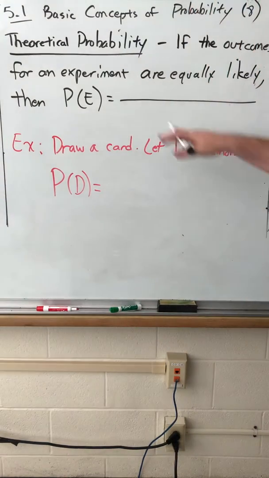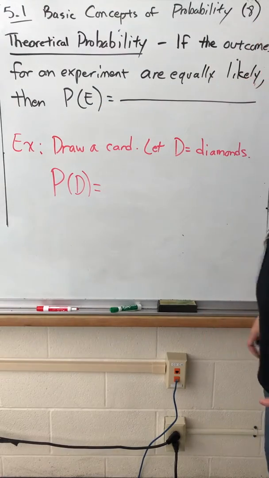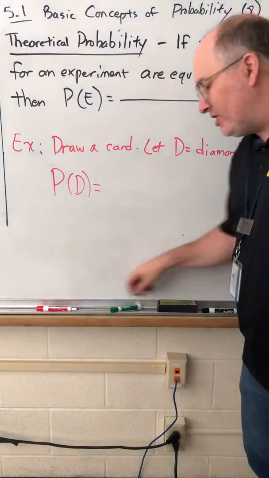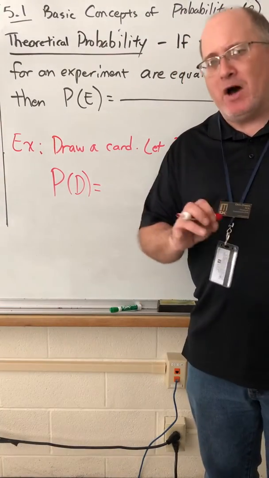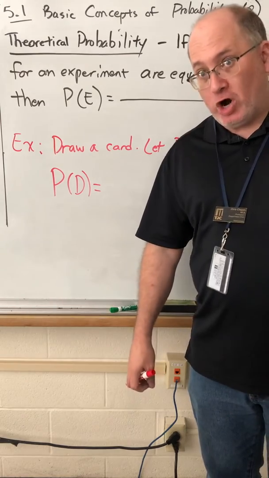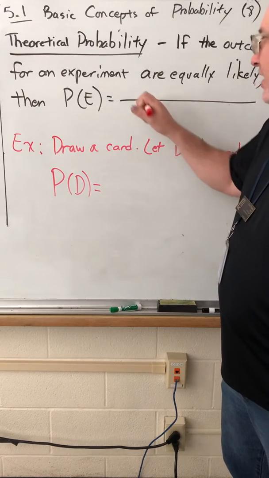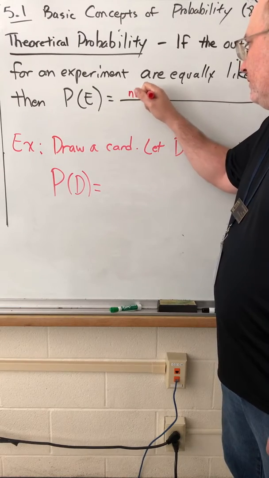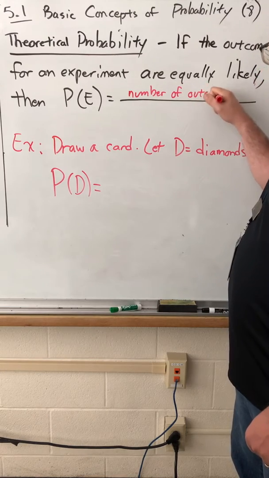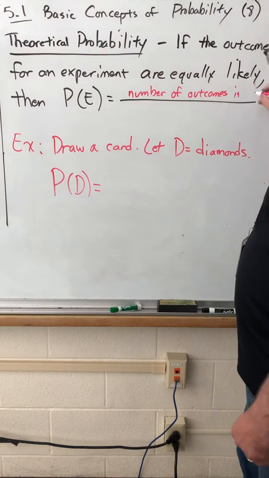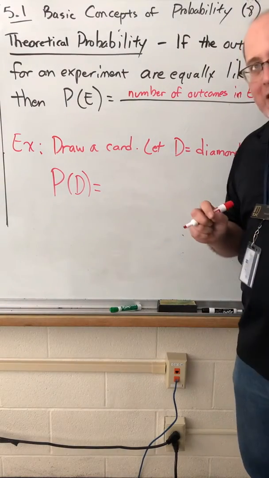But if the outcomes for an experiment are equally likely, then you can calculate the probability of an event by simply comparing two numbers. In fact, it's exactly what we did when we did the probability model for drawing a letter from the word Arkansas. You just make a fraction. On the numerator of the fraction is the number of outcomes in event E. Remember, an event is just a collection of outcomes.